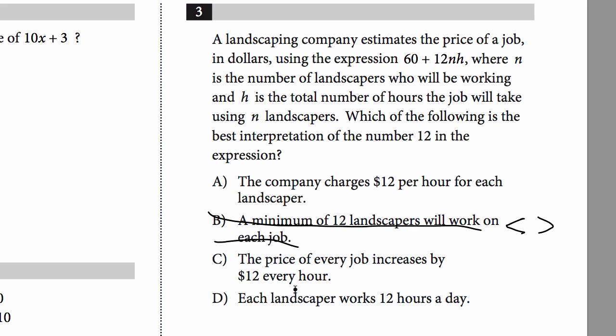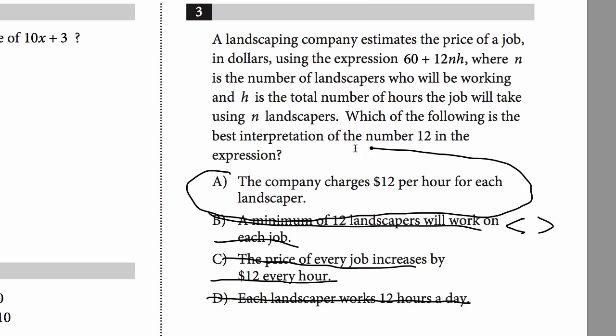The price of every job increases by $12 every hour. Well, that'd only be true if you had like one worker doing it, but you don't. You probably have N workers. So maybe if there was one worker, fine, but when you have N workers, it's 12N an hour or whatever the case is. Each landscaper works 12 hours a day. Well, we don't know that because we don't know how long the job is going to take. That's H. I'd say A is your best answer.